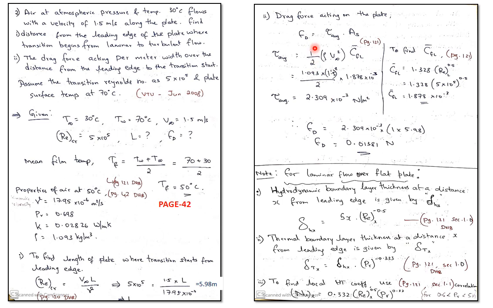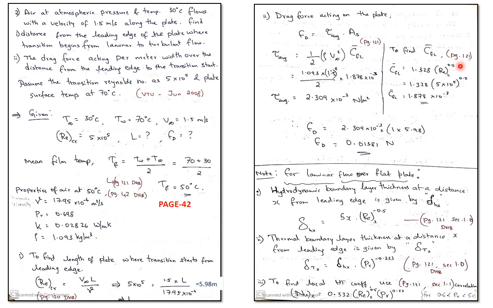The second one is the drag force acting on the plate. Drag force is equal to tau average into AS. So tau average you have to find first. For that, use the CFL formula, which is in terms of tau average. This formula is in the data handbook, page number 121, in the third column, the notations column. There you know the density, you know V infinity, and CFL. So to find the CFL, this is the step you have to do.